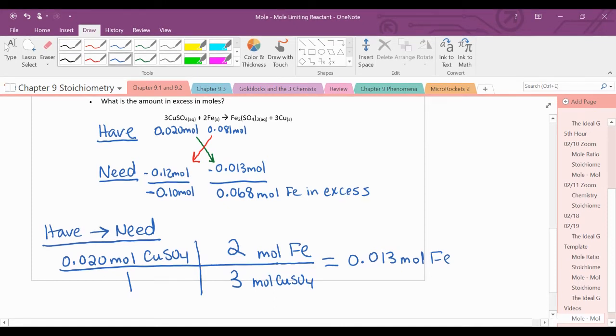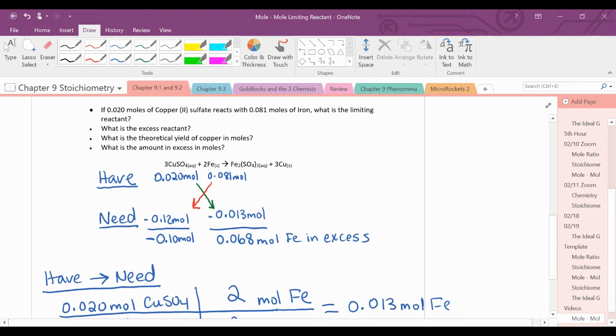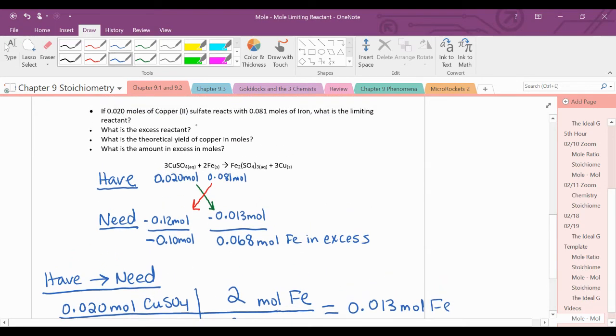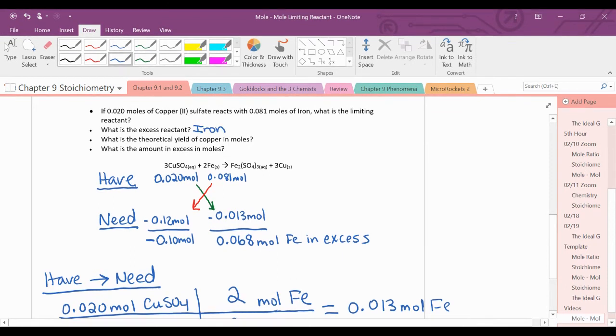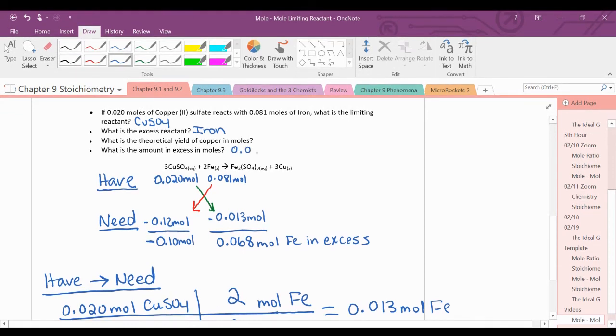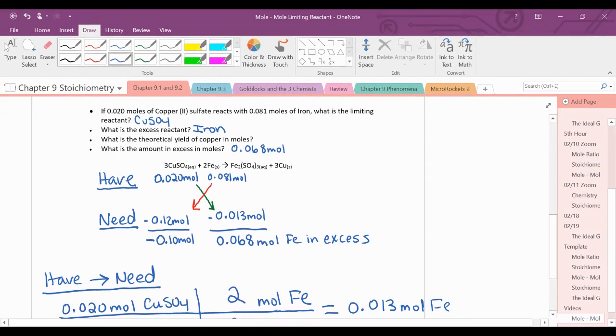And this answers 2 of our questions. We know that the excess reactant is iron. We know that the limiting reactant then is copper 2 sulfate because I don't have enough copper 2 sulfate. And then we know the amount in excess in moles is 0.068 moles of iron.